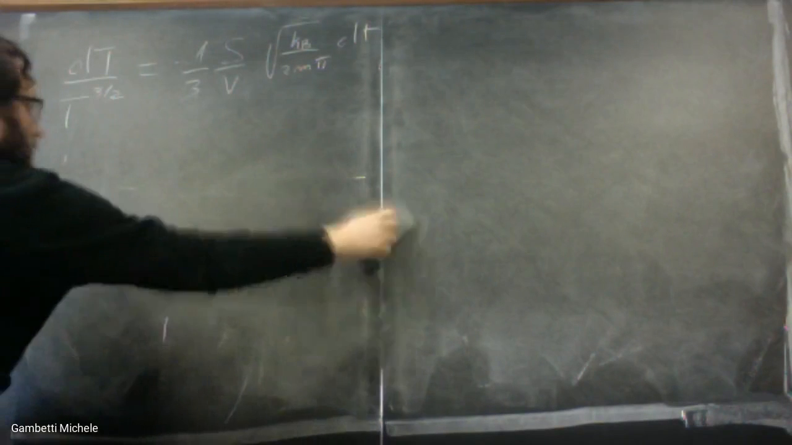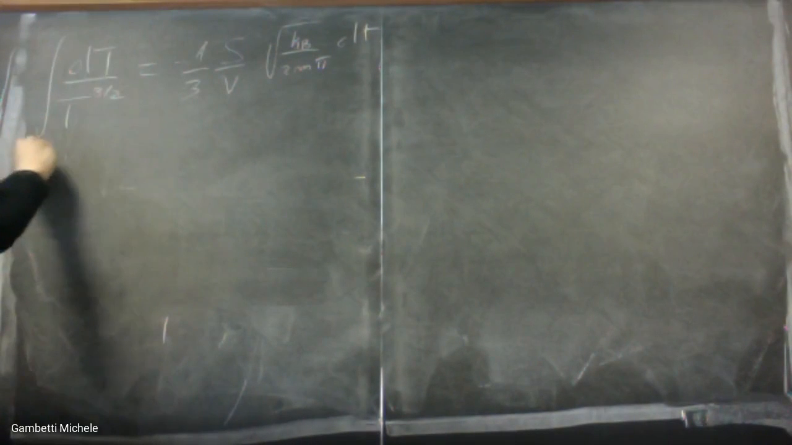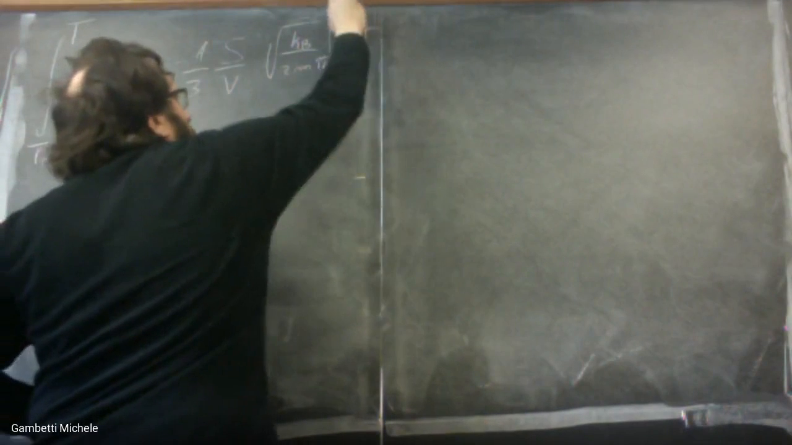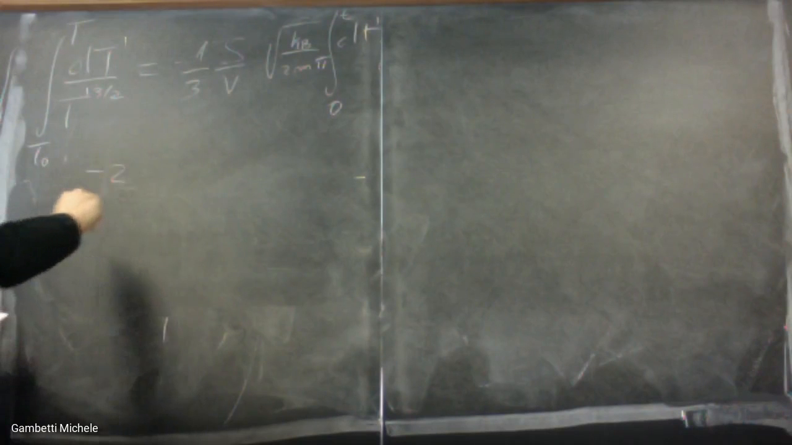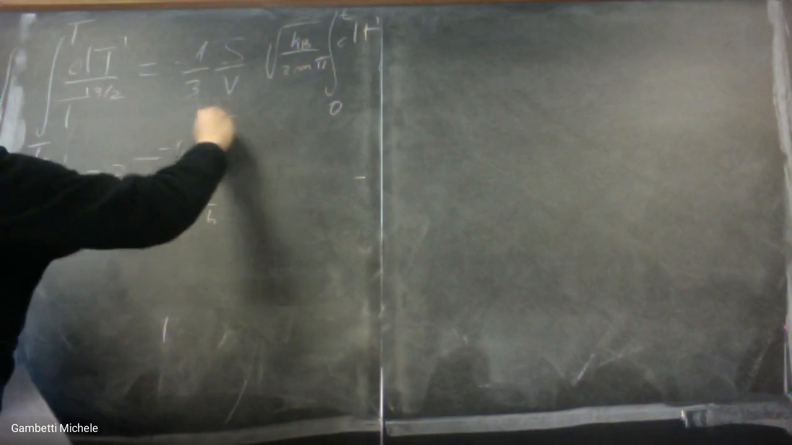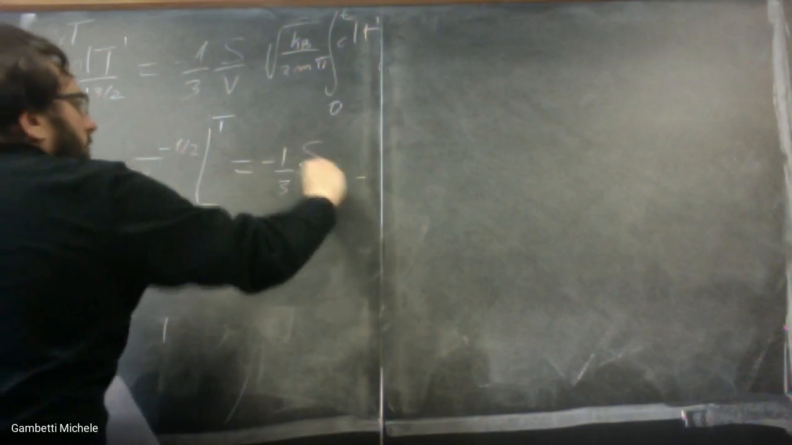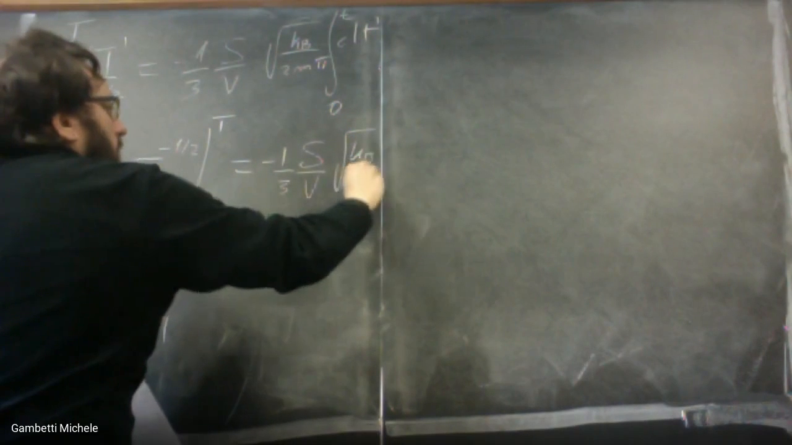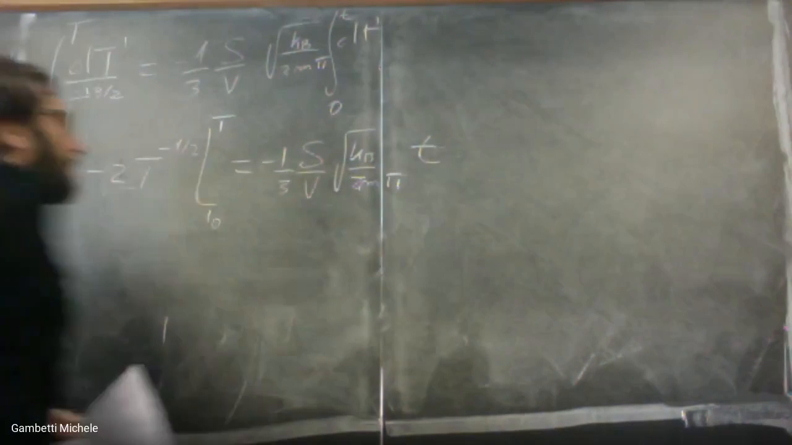Okay, so I think now it's almost done. I can now integrate between T0, which is the initial temperature, and T, so between 0 and t. So prime here, prime here. And then, okay, now it's a matter of calculation. And this is minus 2 T to the minus 1/2 between T0 and T, which is equal to minus 1/3 S V kB divided by 2 m pi times t.